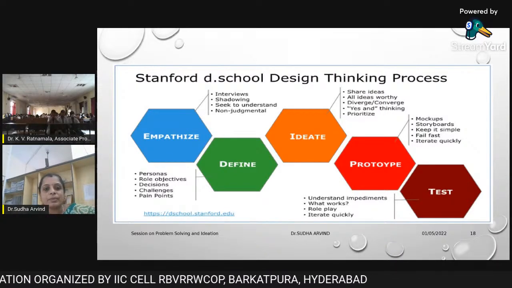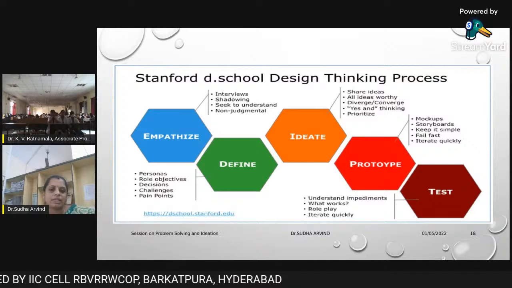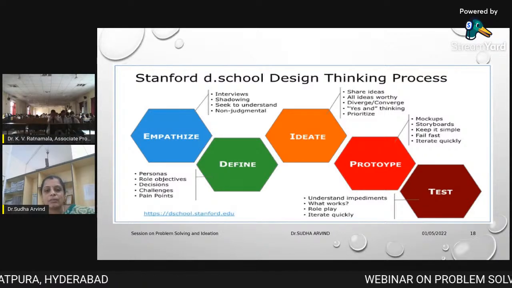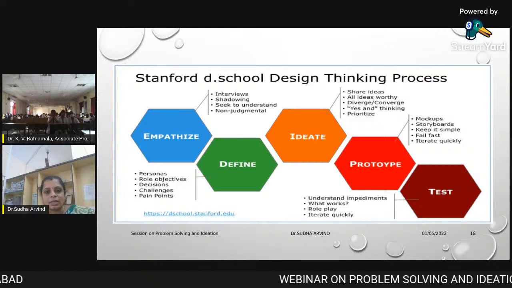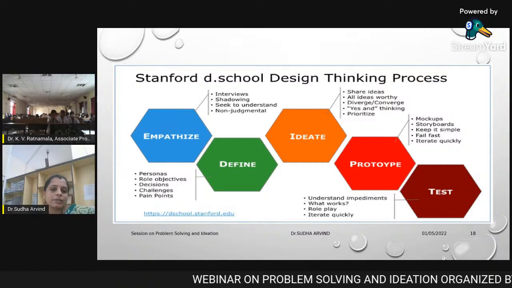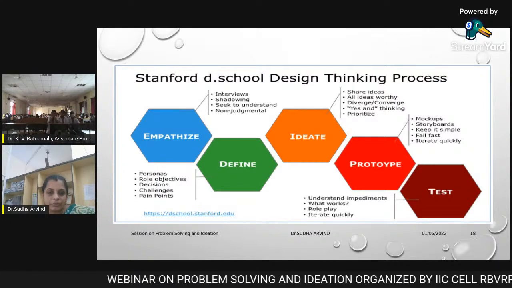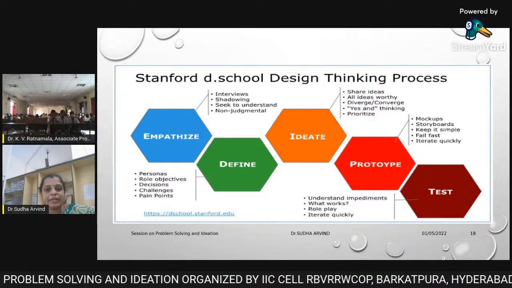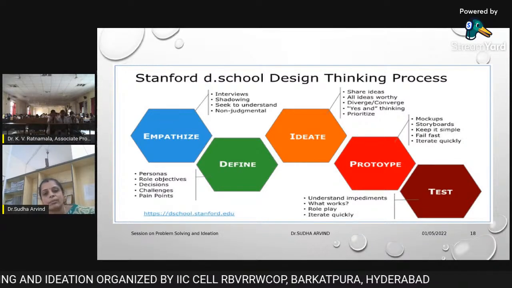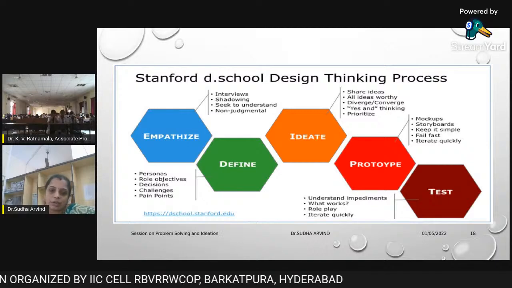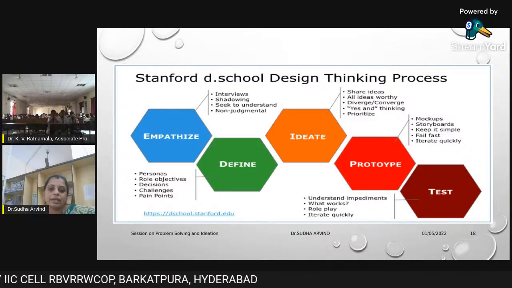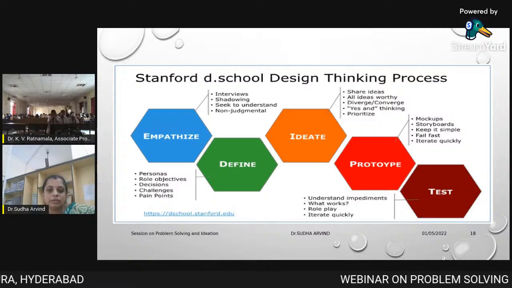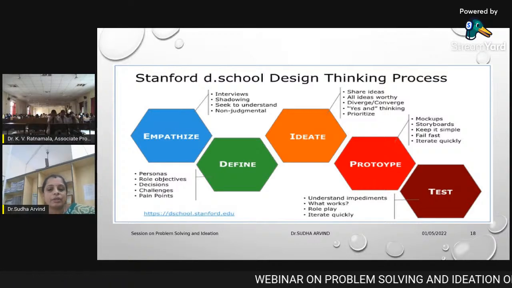So there are 5 stages of design thinking: empathize, define, ideate, prototype, and test. As per the topic of today's session, problem solving and ideation, ideation is a part of the design thinking process. So definitely you should think, you should get the ideas. How to get the ideas? Definitely n number of ideas, or n number of solutions, you will get.